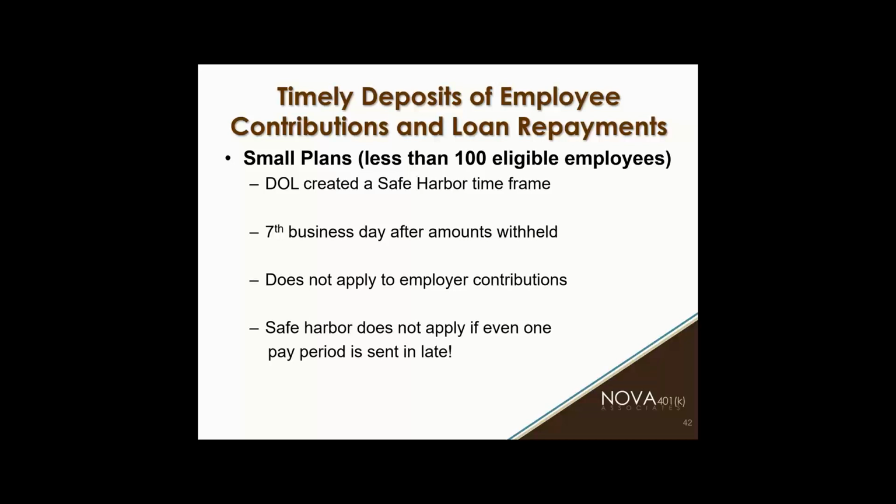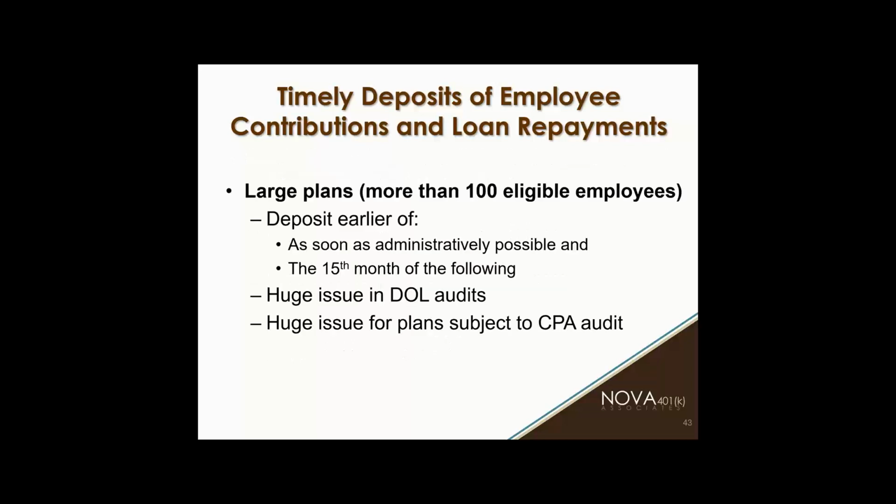Technically, if you had even one payroll that was late, like it was 8 business days, the Department of Labor, if they came in, could say, hey, the 7 business day standard doesn't apply to you anymore. You now have to do what the large plans do. So for a large plan, it's as soon as administratively feasible, okay? And not later than the 15th day of the following month. That second bullet point, even though that's in the regulations, you can forget about that one. They want the money in as soon as administratively possible. So what does that mean?